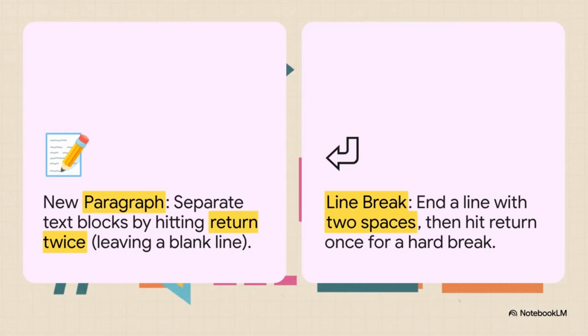Okay, listen up, because this next point trips up almost everybody when they're starting out. To make a new paragraph, you have to hit return twice. You need a full blank line between your text blocks. If you just hit return once, Markdown thinks it's all part of the same paragraph. Now, if you do want to force a line break without a new paragraph, here's the trick. End your line with 2 spaces, and then hit return once. That little 2-space trick is a total game changer.